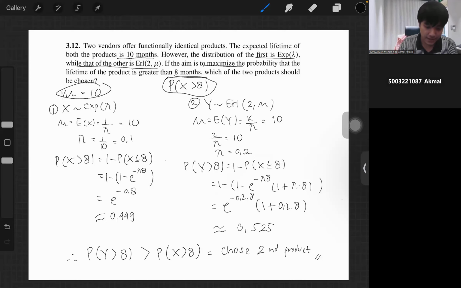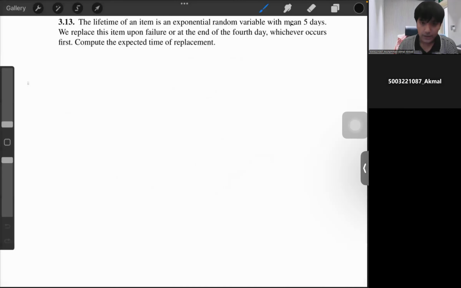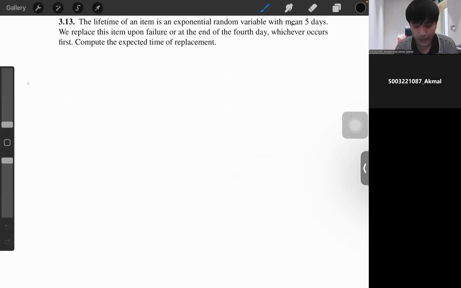And the next question is 3.13. The lifetime of an item is an exponential random variable with mean 5 days. We replace this item upon failure or at the end of the fourth day. So again, we have the mean, which is 5, and we replace this item upon failure or at the end of the fourth day. So we want to know the minimum of the failure time, which is 4 days or greater than 4 days.